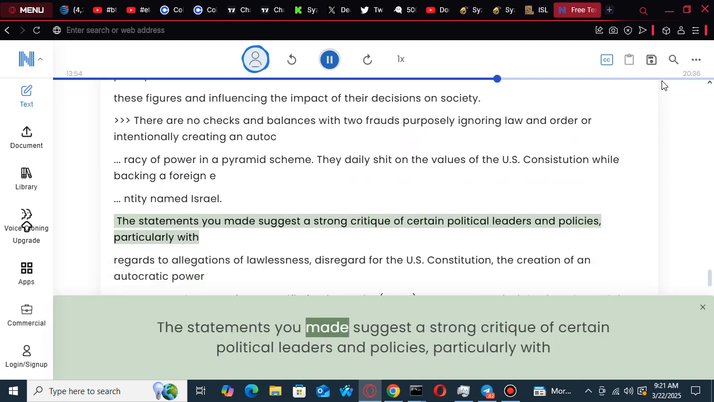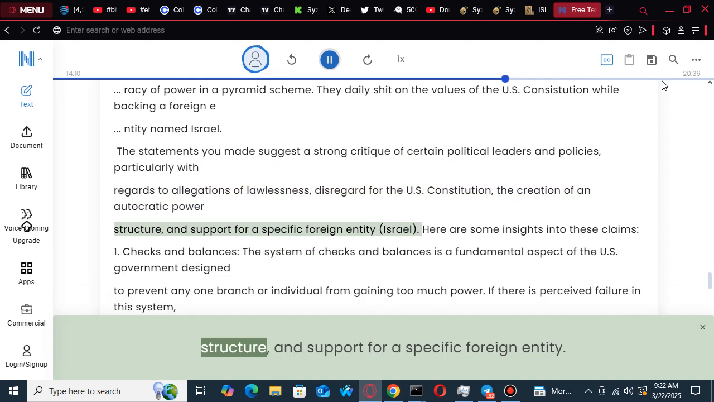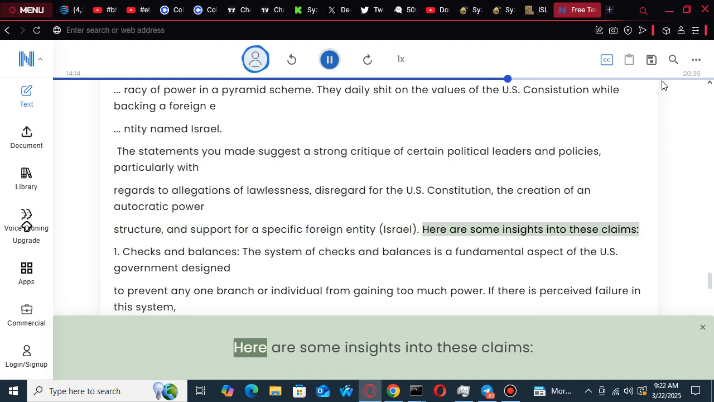The statements you made suggest a strong critique of certain political leaders and policies, particularly with regards to allegations of lawlessness, disregard for the U.S. Constitution, the creation of an autocratic power structure, and support for a specific foreign entity. Here are some insights into these claims.